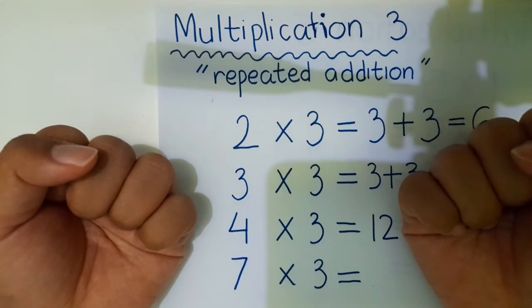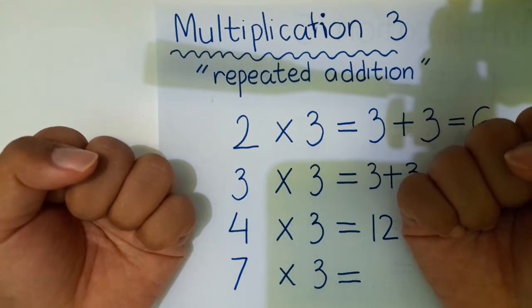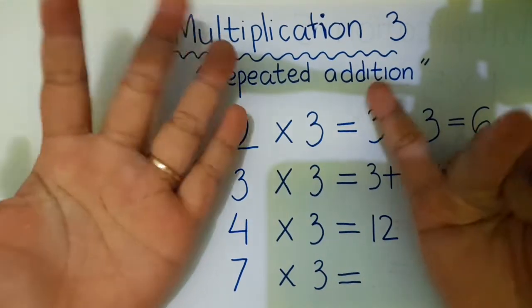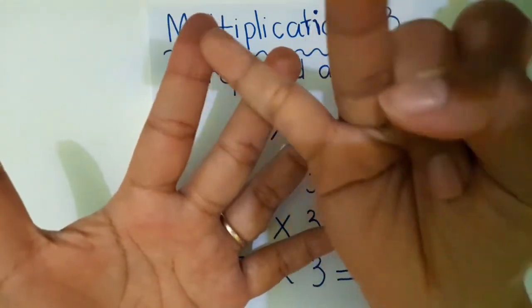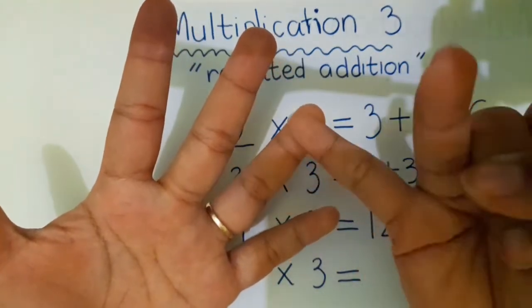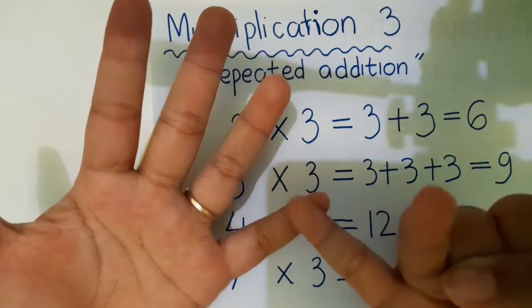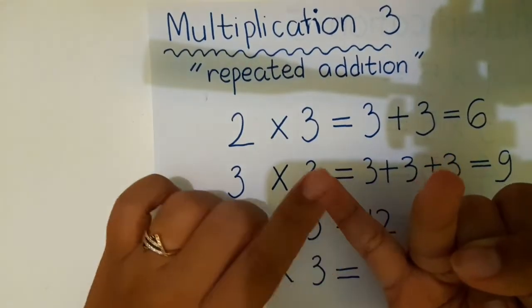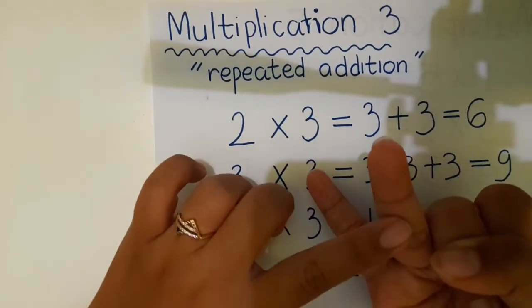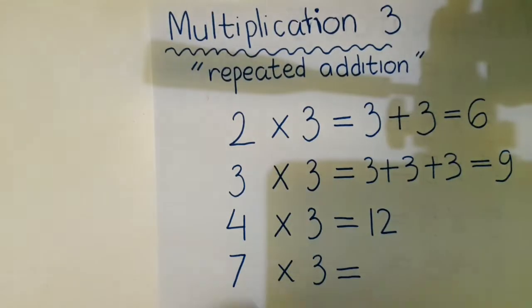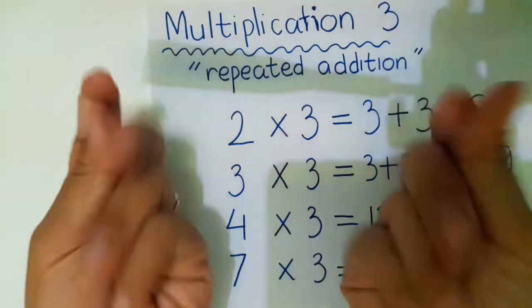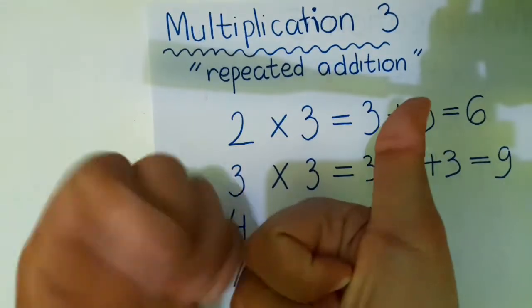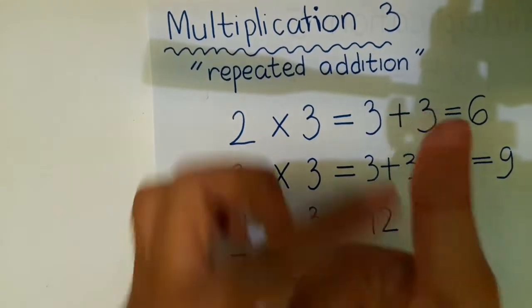And then here, 7 times 3 equals. So you have to show up 7 fingers and then you can calculate 1, 2, 3, 4, 5, 6, 7, 8, 9, 10, 11, 12, 13, 14, 15, 16, 17, 18, 19, 20, 21. So the answer is 21. All right, so it's clear for the multiplication 3, every finger represents 3. 1, 2, 3, right?